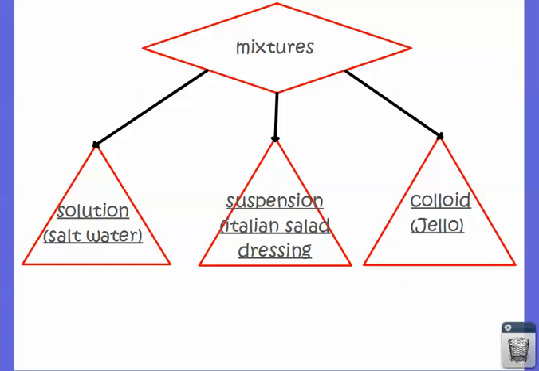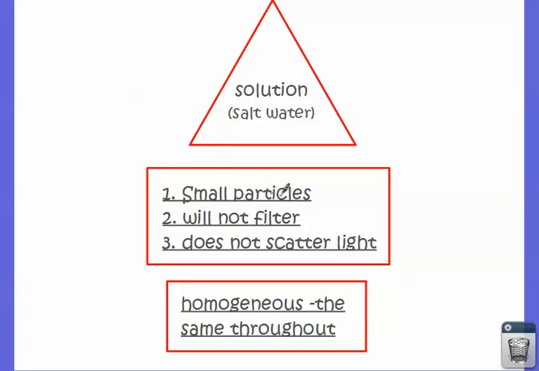So talking about solutions in particular, just some general features that make something considered a solution. These mixtures have very, very small particles, and these will not filter out. There's something called filter paper, and if you pour a solution like salt water into the filter paper, both the salt and the water will go through. What comes out on the other side will still be salt water, just like what you poured into it. That's what we mean when we say these will not filter. You won't be able to separate the salt from the water with filter paper. So solutions do not filter, and they do not scatter light.